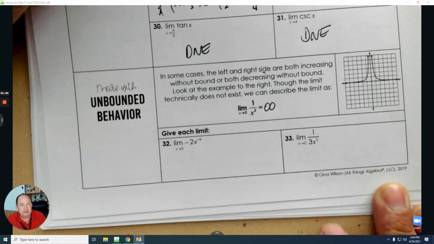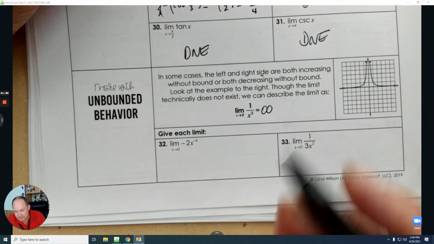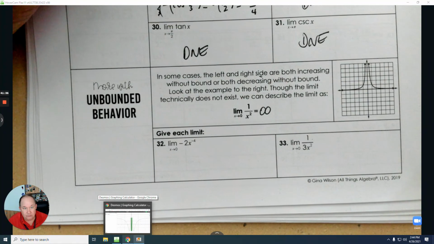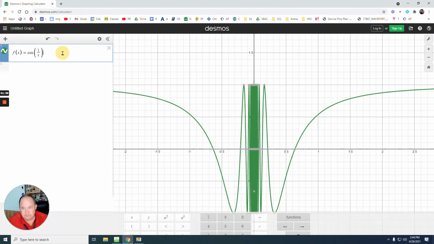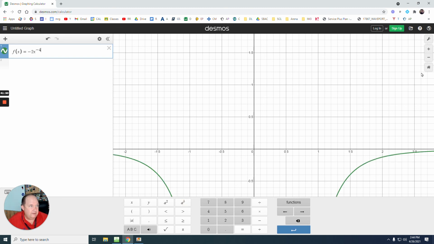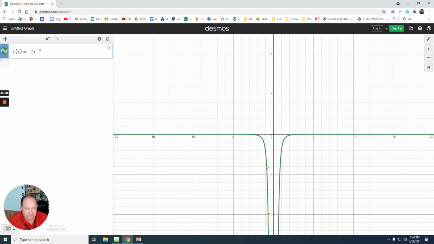So if I look here, as it's approaching, now a negative exponent, if you looked at the graph here, why not type it in? I'll show it to you. Negative 2x to the negative 4. What I want you to see is both ends, both around 0, to the left and to the right, both are going down. So you could say it doesn't exist at 0, or you could say that both sides are approaching negative infinity.